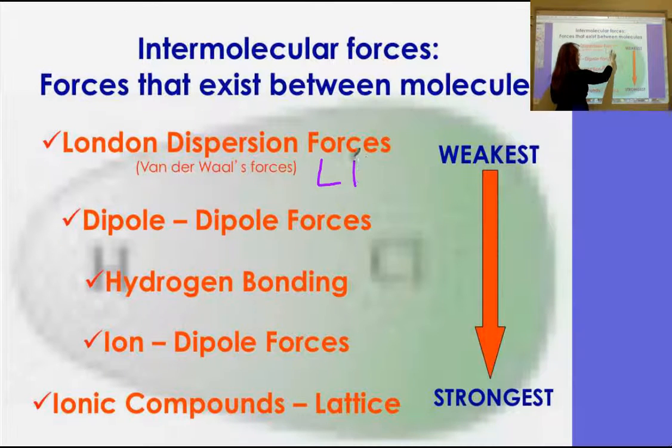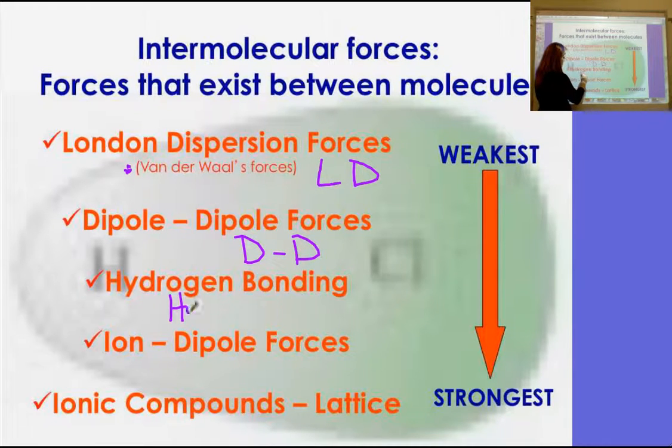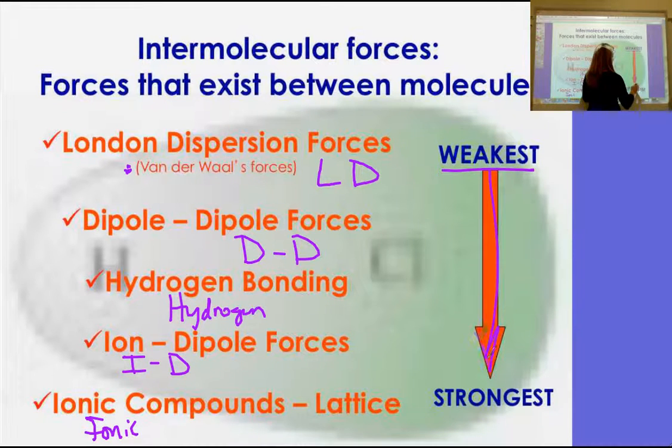So the 5 intermolecular forces are listed here. London dispersion forces, we'll call them LD forces. Sometimes some books also call them van der Waals forces, just so you don't get confused. Then there's a dipole-dipole force, a hydrogen bonding or hydrogen force, an ion-dipole force, and then ionic forces. These are listed in order from weakest to strongest. I'm going to go into each one individually.